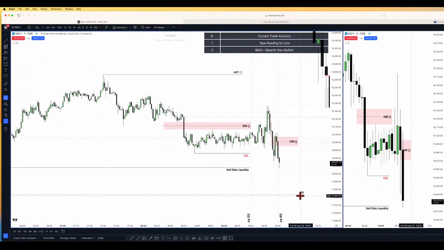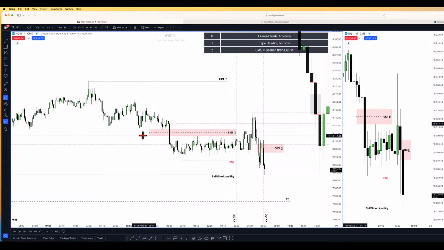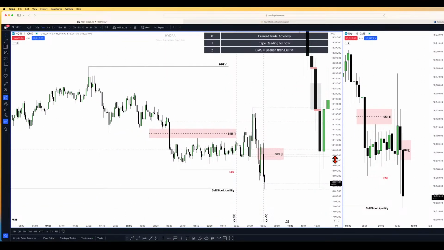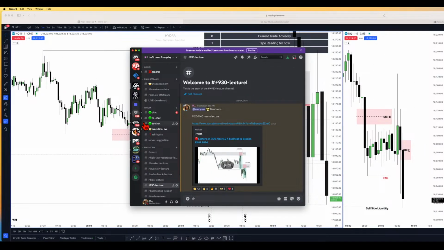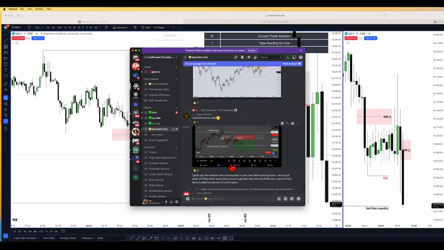Okay, so we have a lot of liquidity now to the SPY side. Majority of the stops are towards the SPY side now. Who took it? Two people took it, Adit and Mahi. Okay, guys, share your execution. Let me see your execution if you took this short.